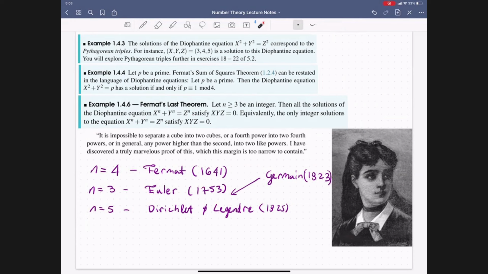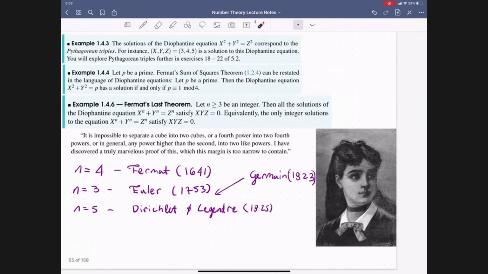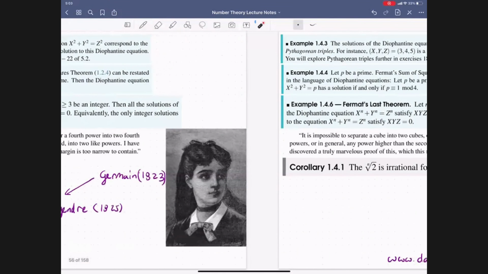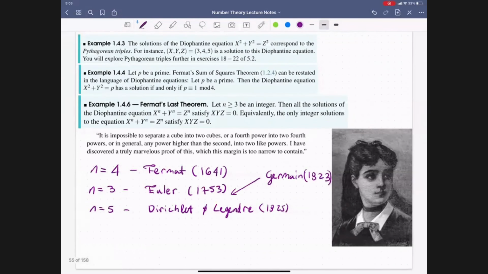Now, unfortunately, that's not where the timeline ends for this problem. It goes on. So I'm just going to put in a couple of dates here. The n equals 7 case was Lamé, whom we will talk about later. This was in 1839.